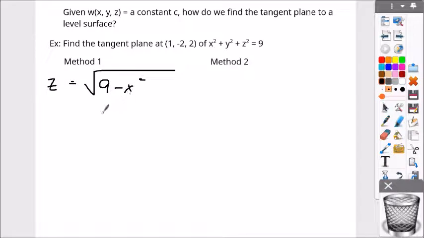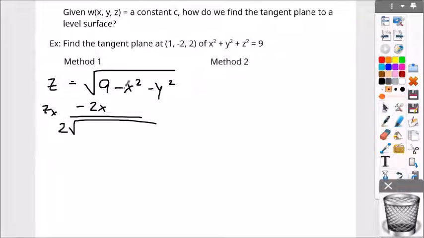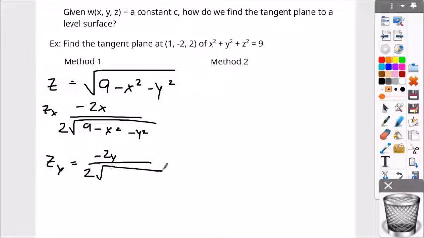Usually that would be plus or minus, but since z is positive in our point that we want to find, it has to be positive. Yeah, that's unfortunate. So what's z sub x? Z sub x is the derivative, and then you have to do the chain rule. So it's negative 2x over 2 times the square root of 9 minus x squared minus y squared. Z sub y is the same thing, negative 2y over 2 times the square root of 9 minus x squared minus y squared.